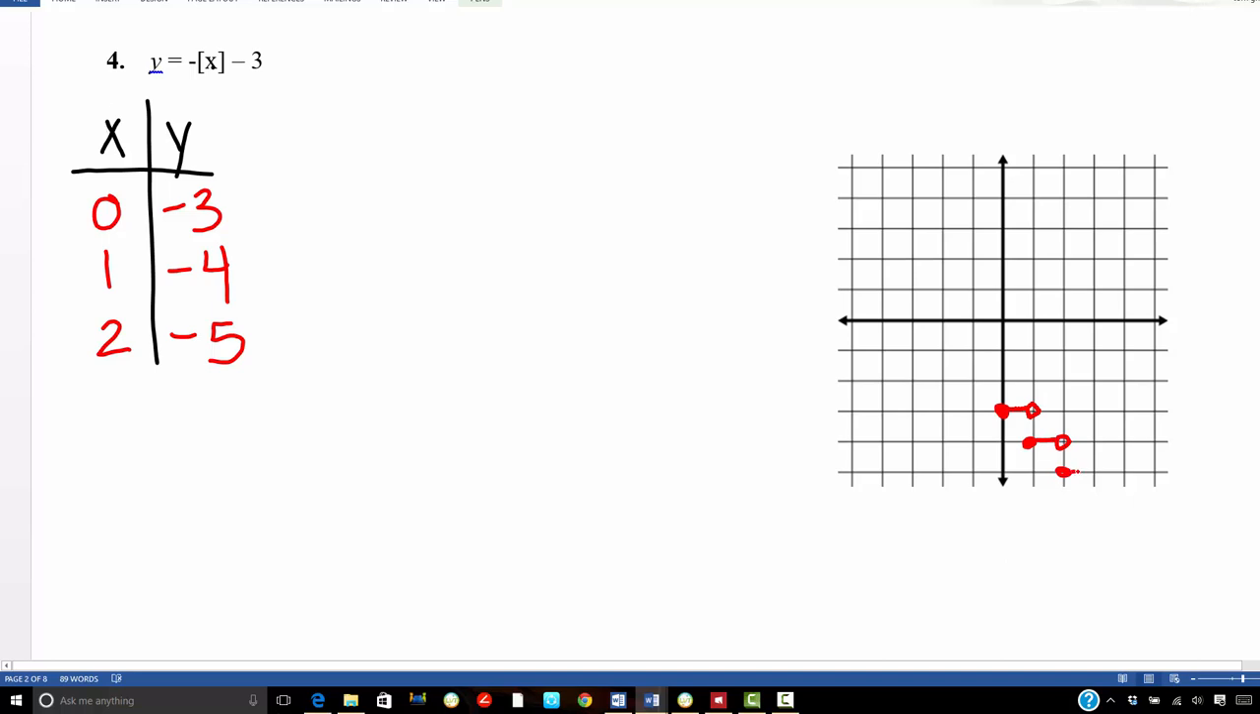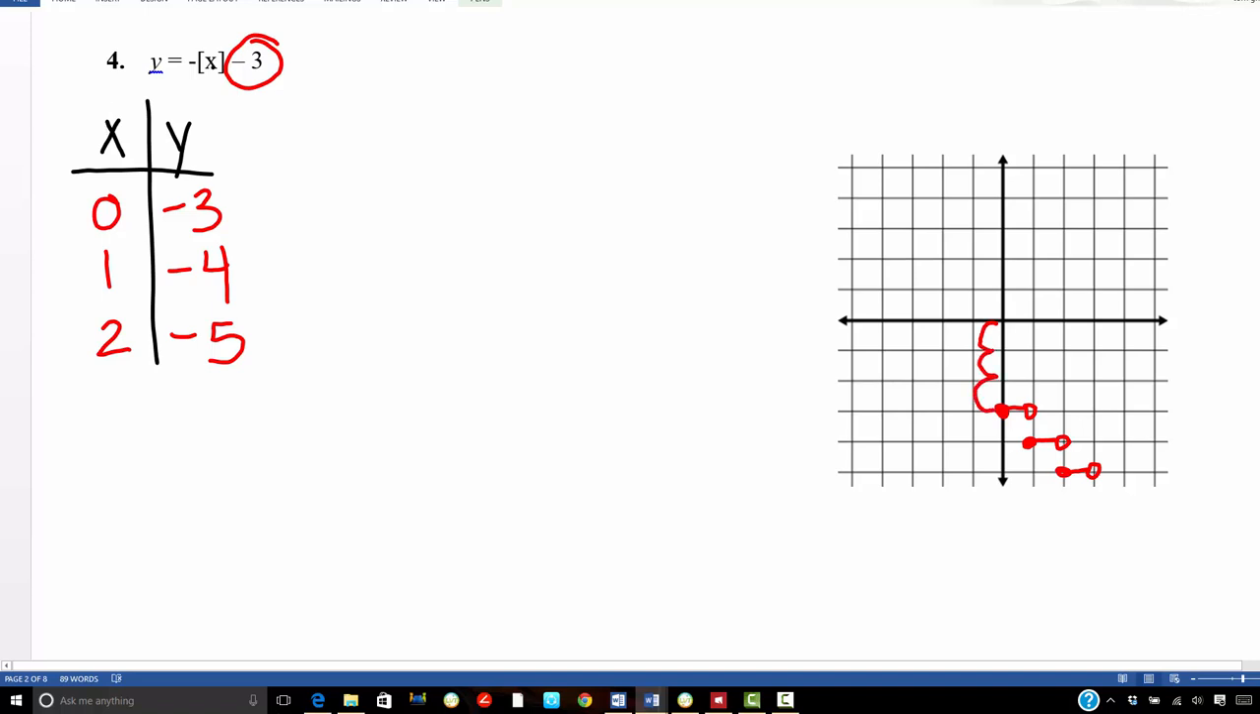And again, there are shortcuts. A lot of you are using the shortcuts. This -3 just shifted the original graph, which I forgot to draw in. Just shifted that original graph down 3 units.